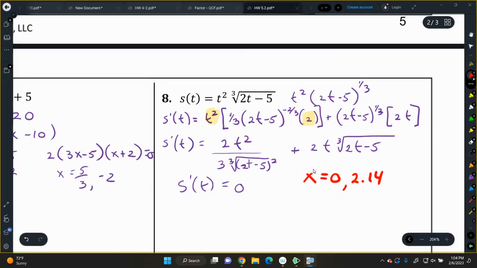But if you look, we also have to figure out where it's undefined. Now, where is it going to be undefined? This is a rough one. It's going to be undefined when this part right down here, is everybody looking?